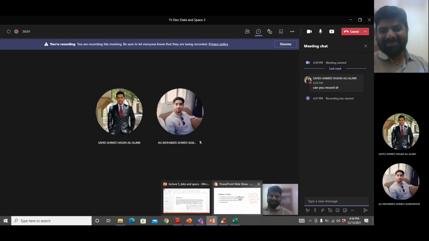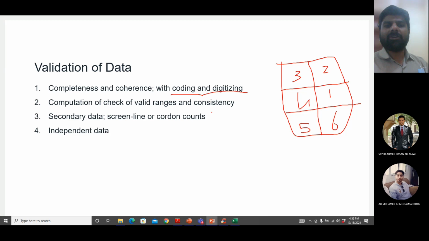Okay, so valid ranges and consistency. This is what we mean: outliers, values which are impractical. People may have written them by mistake. They may not have been paying attention while they were writing those values, or they were just joking around with you. Because of any reason, if you find some invalid values, you cross them out.